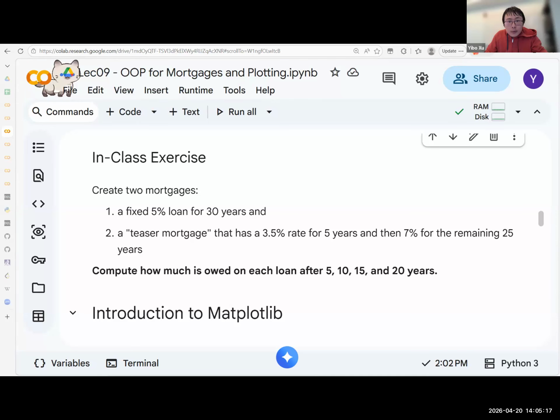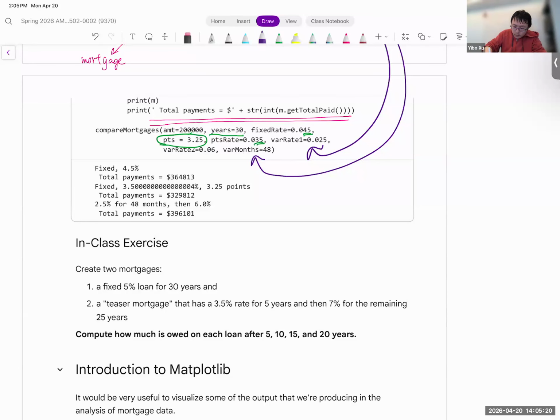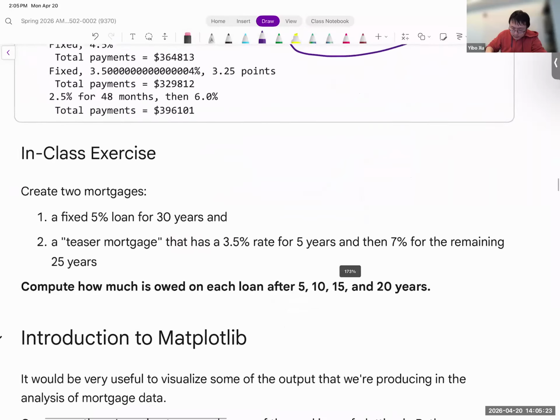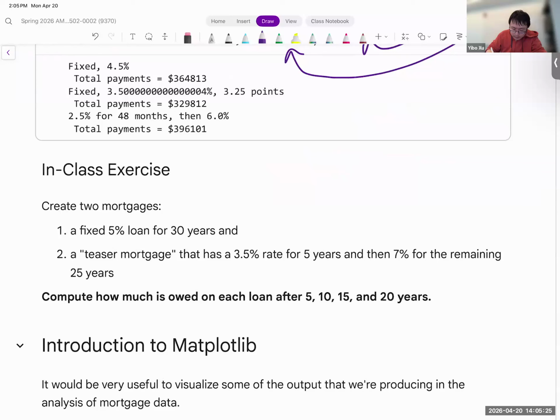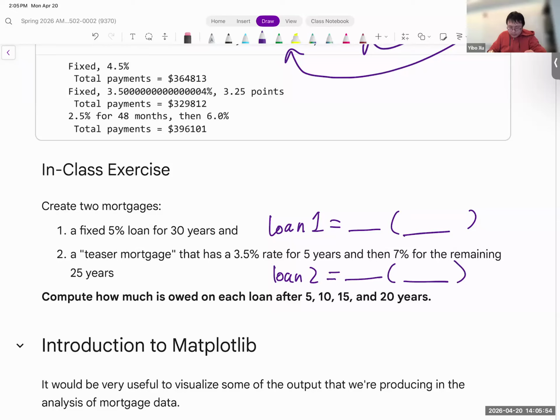But now let me stop the sharing here. So let's call this loan one. Okay, so based on your class, loan one equals the class with the inputs. Loan two is the class with a subclass with the inputs.